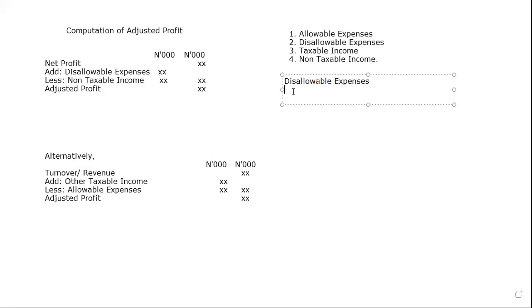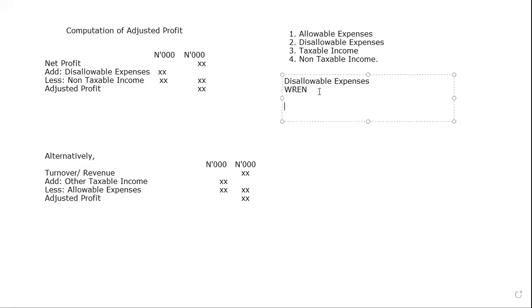Now, disallowable expenses. The first thing is that it will not pass the principle of REN. It will not pass the REN test. And you know the principle of REN is only reasonably exclusive and necessary.